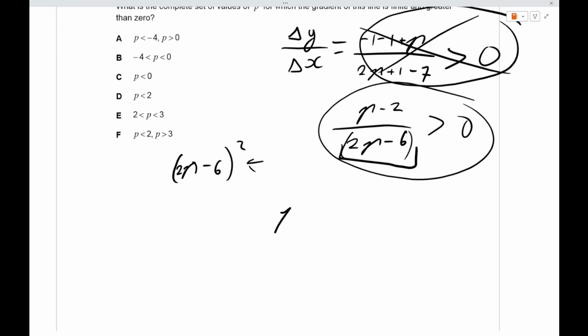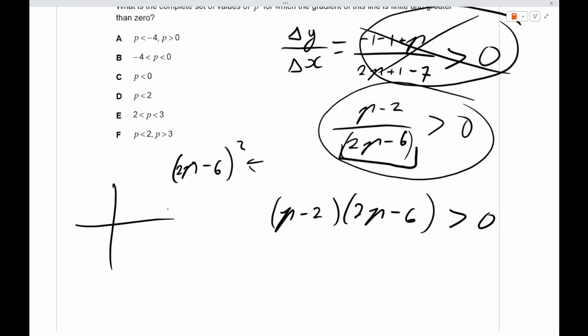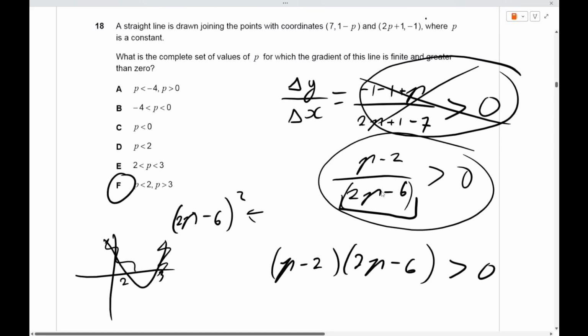So once you do that, you have p minus 2 times 2p minus 6 more than 0. And here, of course, you know that this is just simple. You can draw it if you want. It just ends up being like this. You know that your critical values are 2 and 3, and it's going to be more than that and less than that. So you know that is really simple.